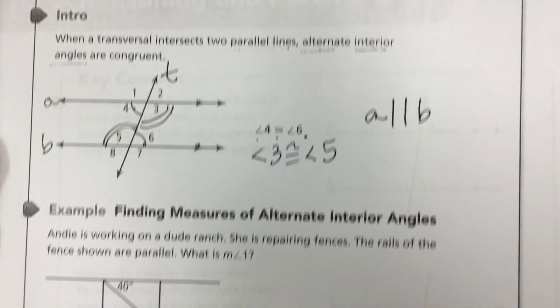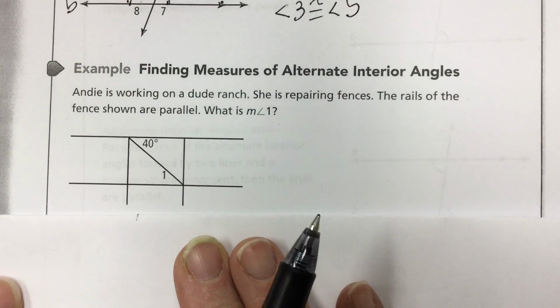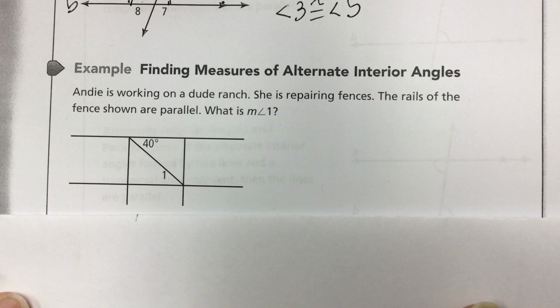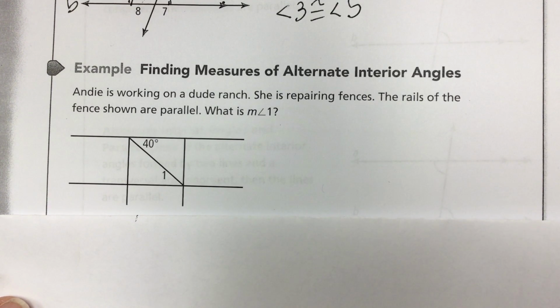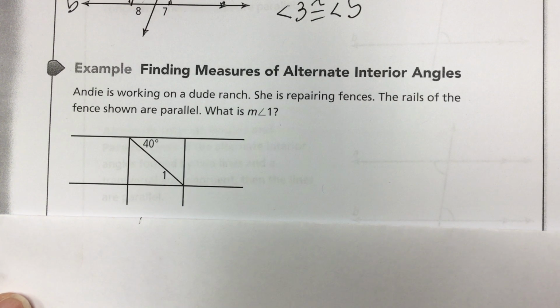Let's go to our next example here. Finding measures of alternate interior angles. Andy is working on a dude ranch. She is repairing fences. The rails of the fence shown are parallel. What is the measure of angle 1?